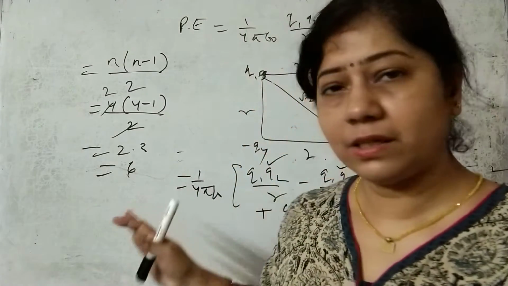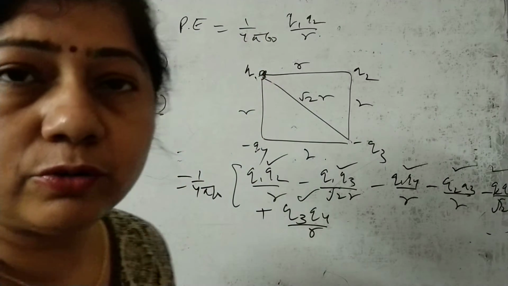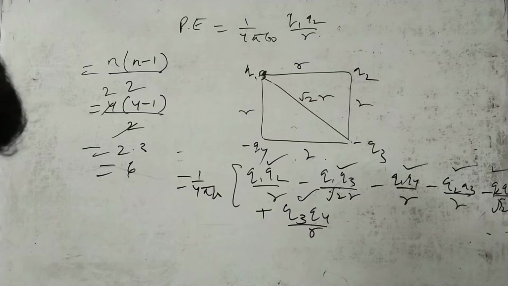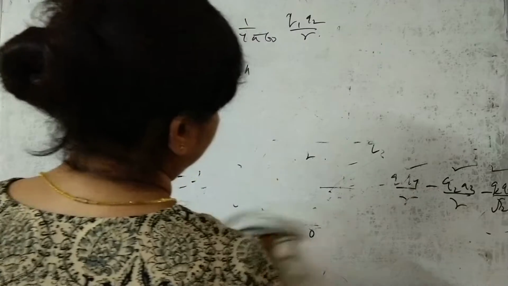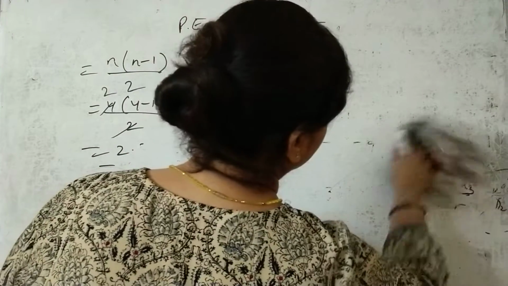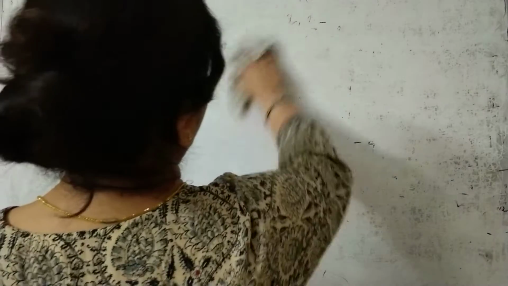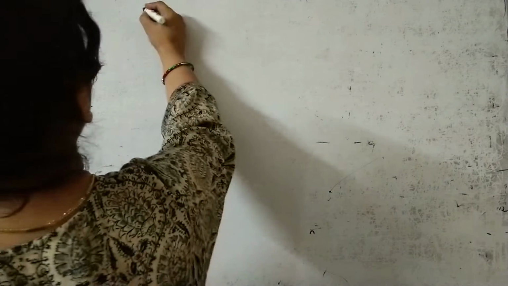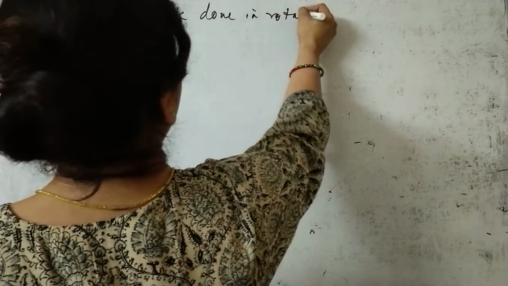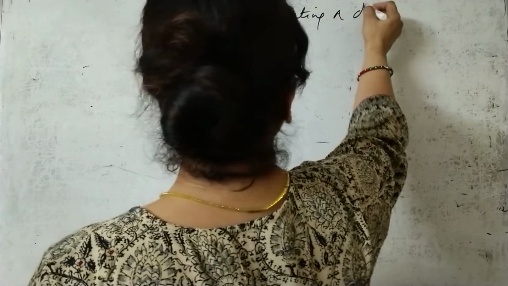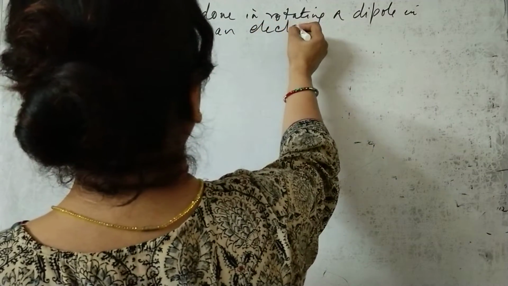And unit is joule. So this is for the potential energy. Now we are going to find out the work done in rotating a dipole in an electric field.